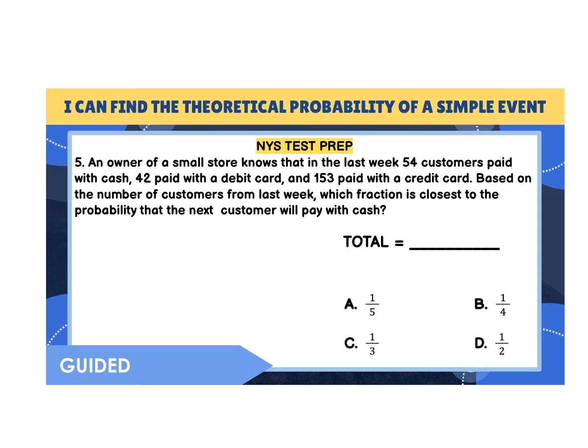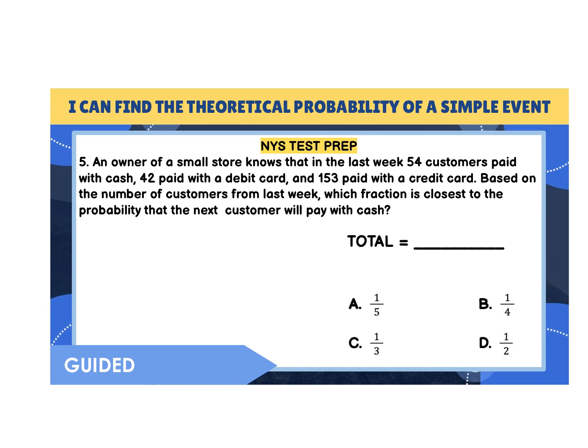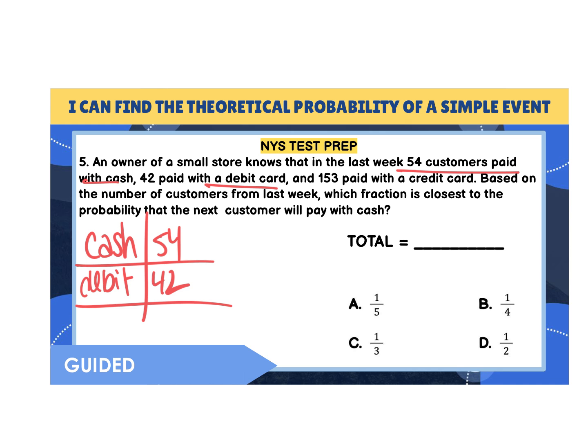All right, our last question is a state test question. It says, an owner of a small store knows that in the last week, 54 customers paid cash. So I'm going to write 54. I'm going to change it so it looks a little bit like a table. I'm going to write cash, 54. 42 paid with debit. So debit, 42. And 153 paid with credit. So credit, 153. We want the probability, the fraction probability that we'll pay cash.